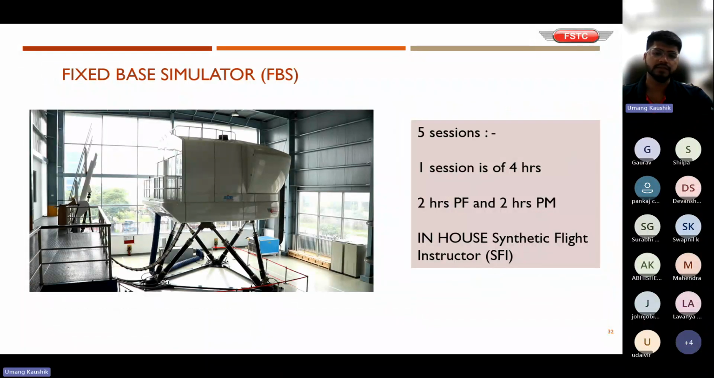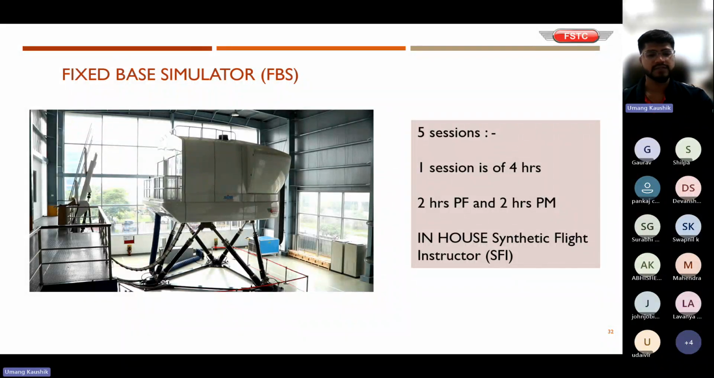Next is your fixed base simulator. This is just a demo of what a fixed base simulator looks like. This is a full flight simulator. You can see down here that these are motion legs. But play this video. The simulator is fixed. The training is going on, the bridge is up, but the simulator is fixed. That's why it's called a fixed base simulator.